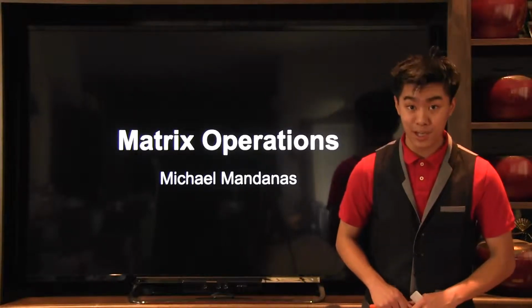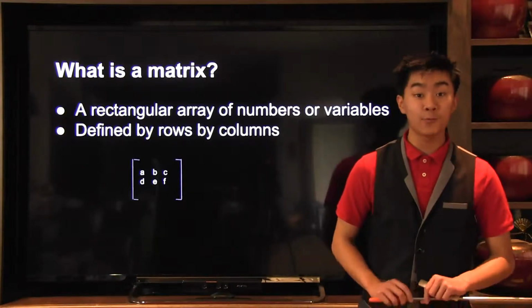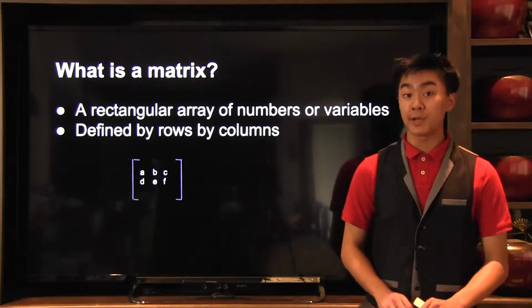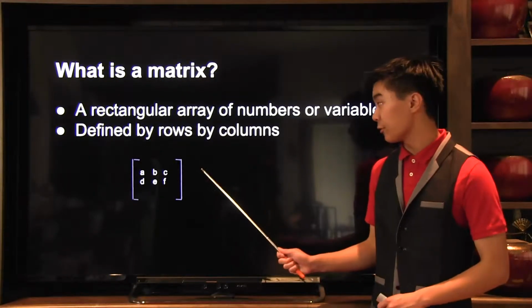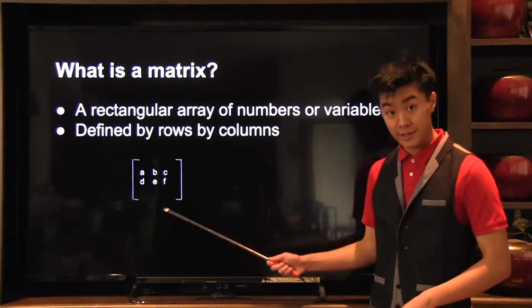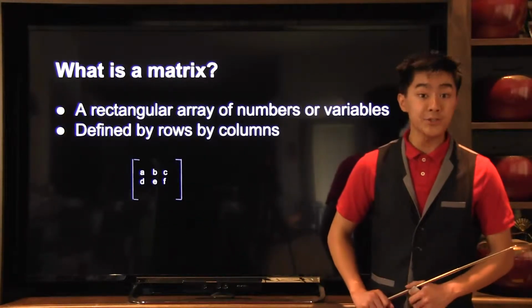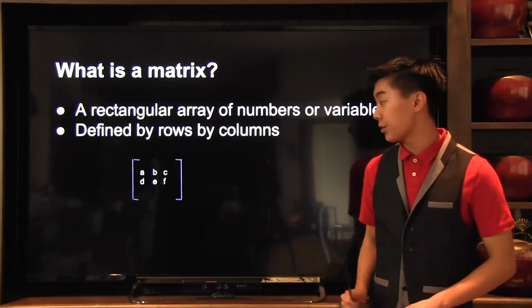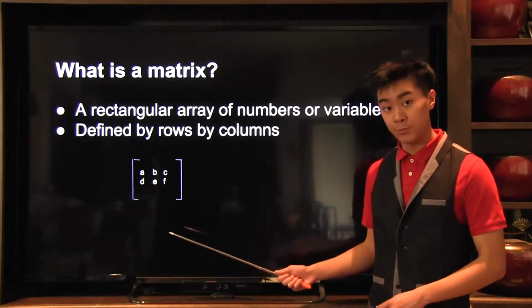Hi, I'm Michael Mandanas, I'm 14 and a rising high school sophomore, and today I would like to talk with you about matrix operations. Now, first let's go over exactly what a matrix is. A matrix is a rectangular array of variables or numbers that can be defined by the number of rows by the number of columns. So, for example, this matrix would be a 2 by 3 matrix because it has 2 rows and 3 columns. Additionally, each number or variable within a matrix is called an element, and an element can be pointed out by its row number, by its column number.